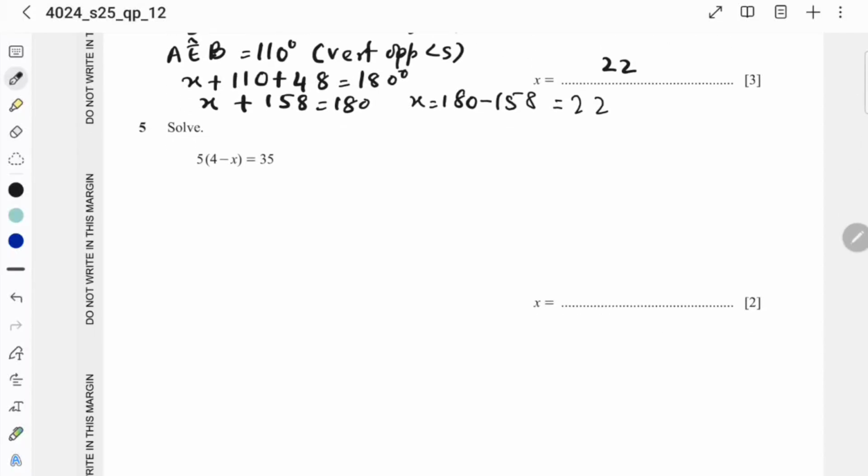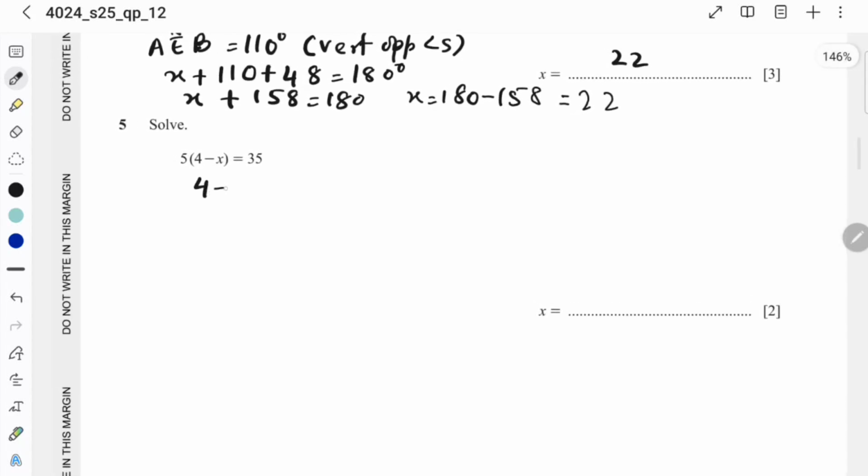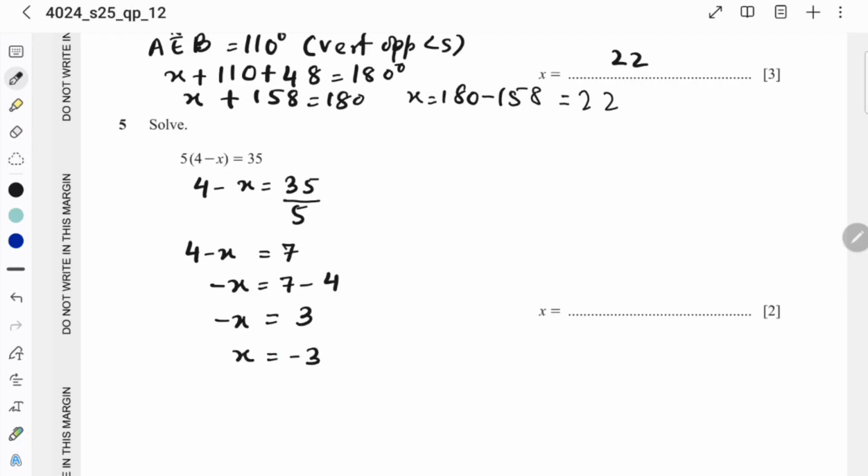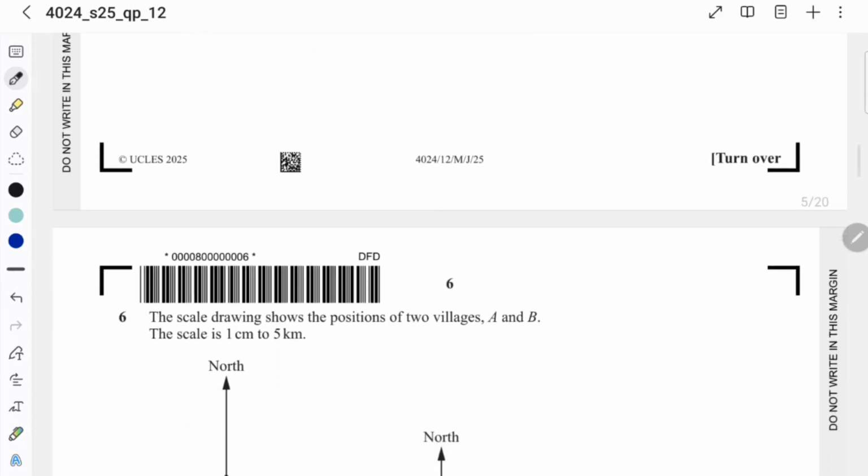In question number 5, this is the question, a linear equation to solve, very easy question. So 4 minus x is equal to 35 over 5, because 5 is multiplying over there. So 5 times 7 is 35, and 4 minus x is equal to 7, and minus x is equal to 7 minus 4, and 7 minus 4 is only positive 3, so x will be equal to minus 3. So x is equal to minus 3 in this question. Move to the next question.